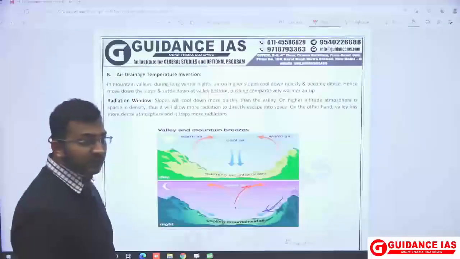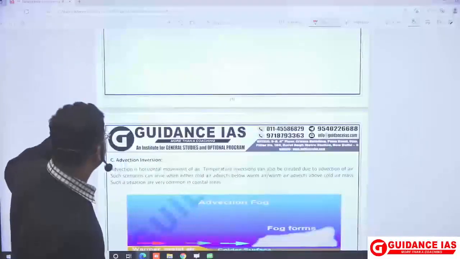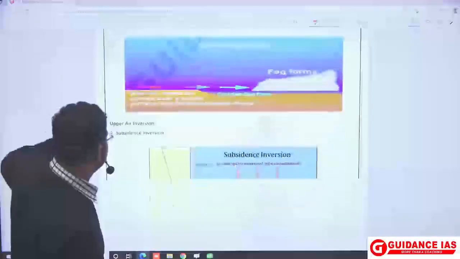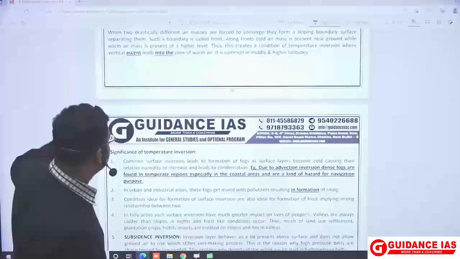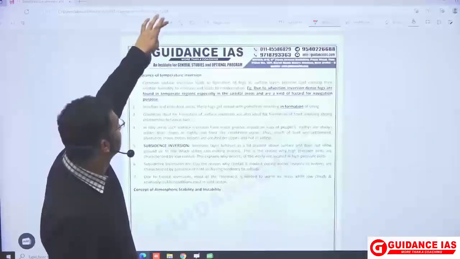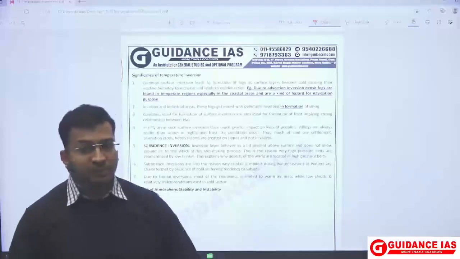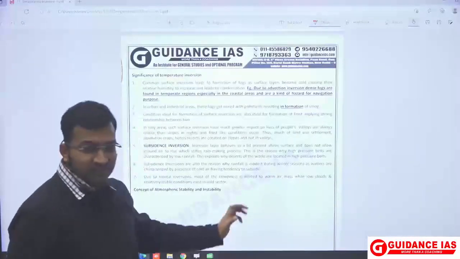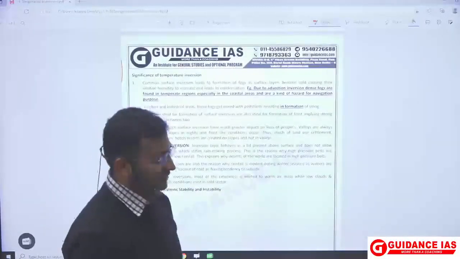They all are given in the handout. You can go through them. You can mug it if you want. These are the significances of temperature inversion. Okay. Now let's move ahead. This will be provided to you, so don't worry. You can mug it or make your notes from these things.